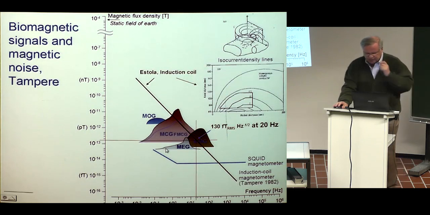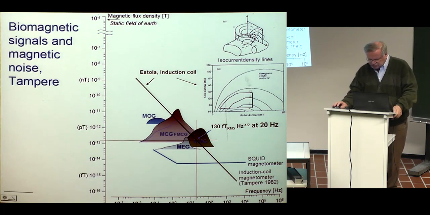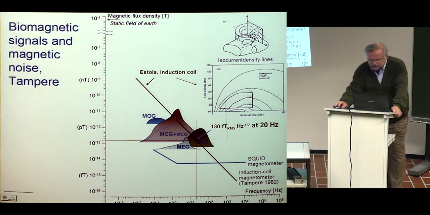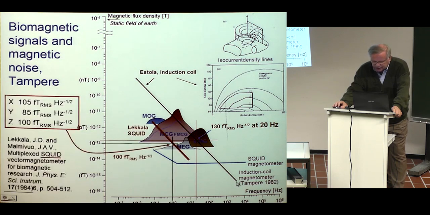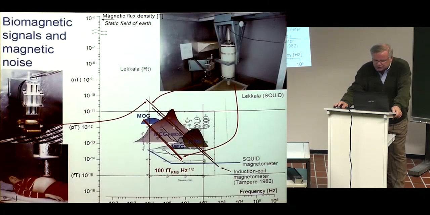I just show here the same thing with the same graph. Here is shown the profile of the coil which we designed. There was some invention here to get it so sensitive, and that is the induction coil magnetometer noise level. And here is a SQUID magnetometer which we had at Tampere. So that's a technical issue. And this is a summary of those noises. It is not so important here. Just have a look at how they look.